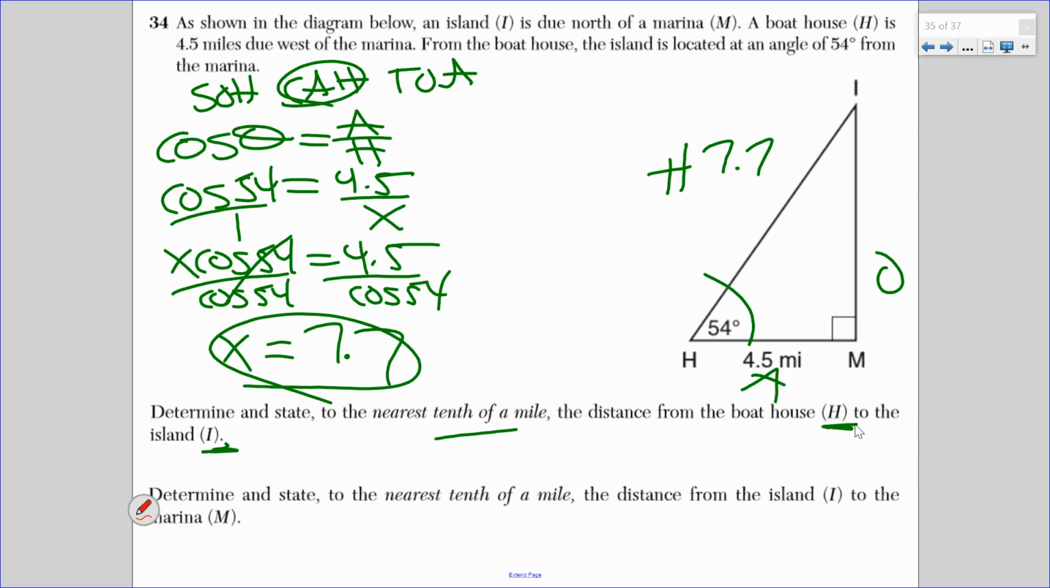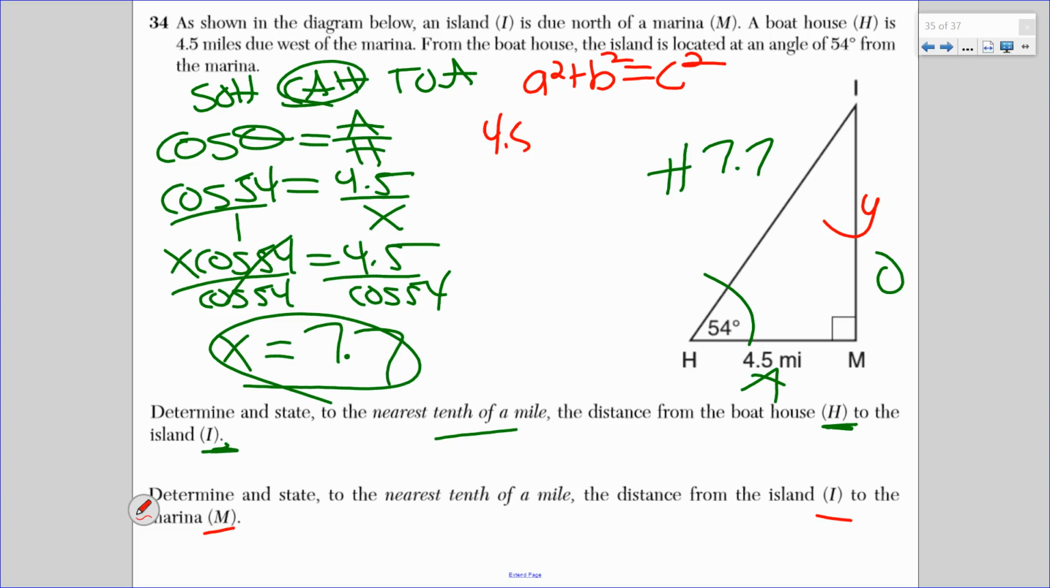Now, it wants me to find the distance from I to M. We'll call this Y. You've got two options. You can do SOH CAH TOA again, or you can do Pythagorean theorem. Let's mix it up. We haven't done Pythagorean theorem yet. Because I have two sides and I want to find the third, I can use Pythagorean theorem. Again, I can use SOH CAH TOA again, but I don't have to.